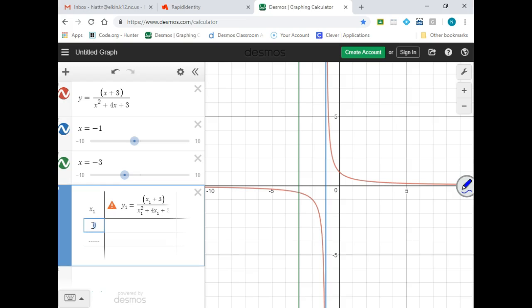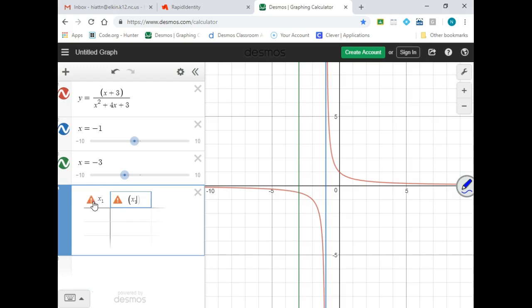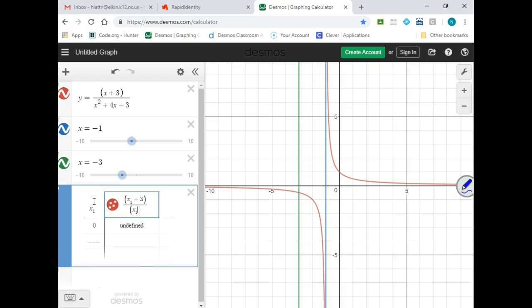Oh, I got it to work yesterday. Why is it not working now? Let me try typing it in. Okay, so, okay, divide by... I'm not sure what I was doing wrong earlier, but now it's working.